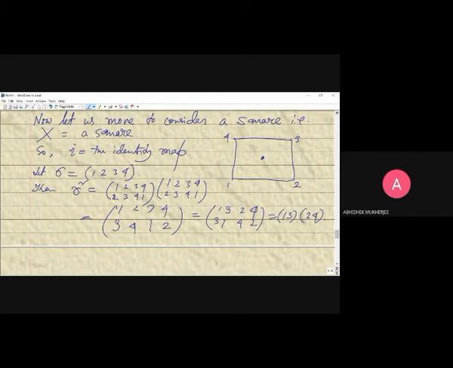Okay. So 1 goes to 3, 3 goes to 1. What does it mean? This point goes to 3 and 3 goes to 1. 2 goes to 4, 4 goes to 2. What does it mean?